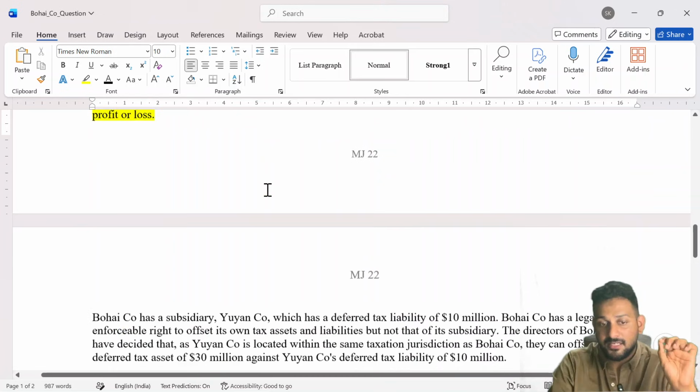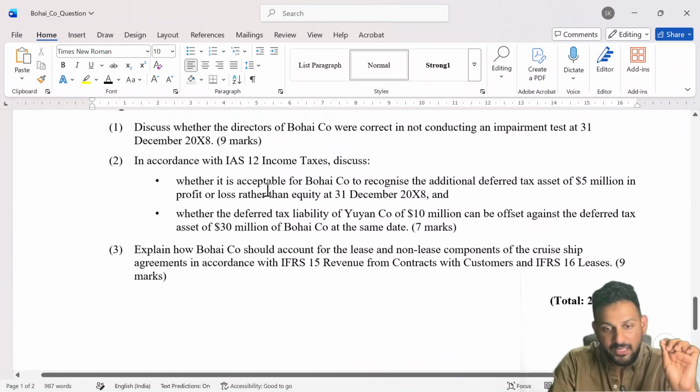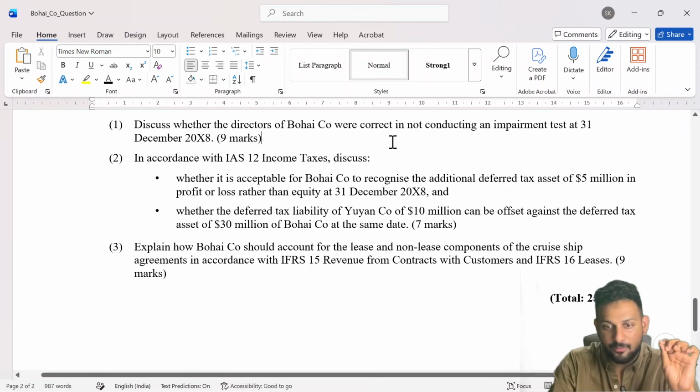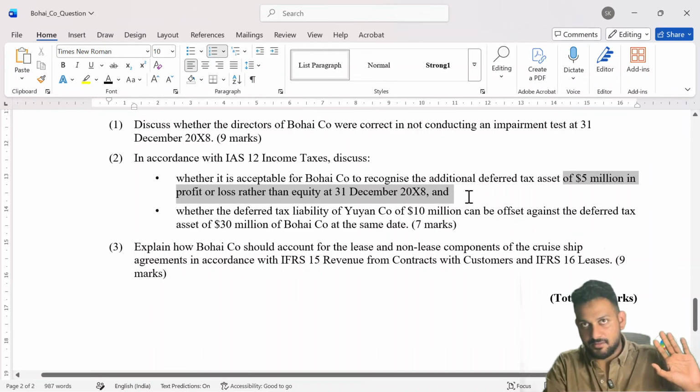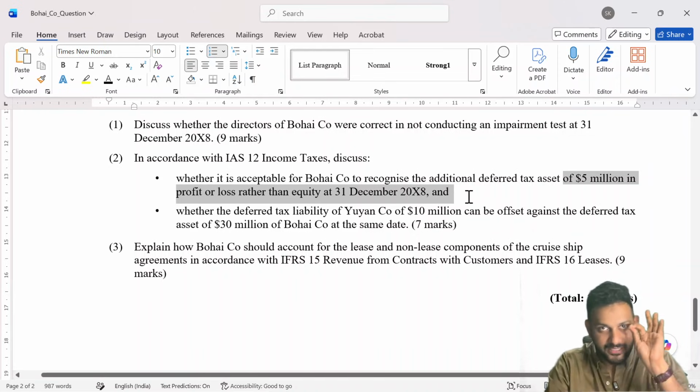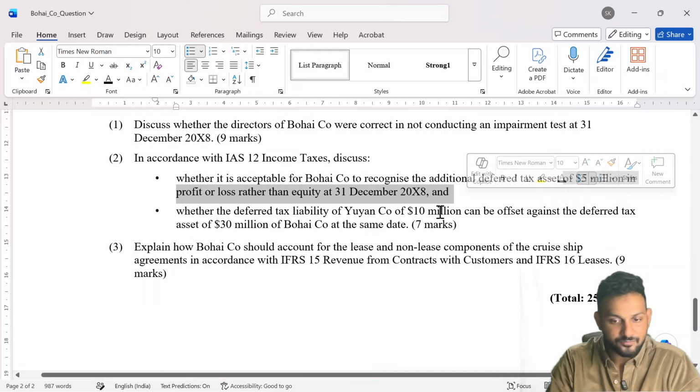See the requirement. Here the requirement is asking only about the 5 million, not about the 25 million. So you have to talk about only the 5 million. Clear? Answer as per the requirement. Okay? Clear?